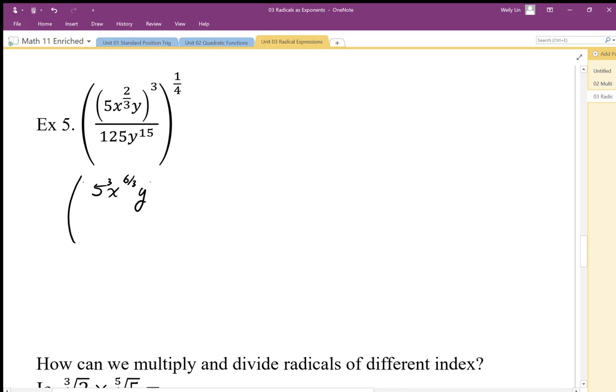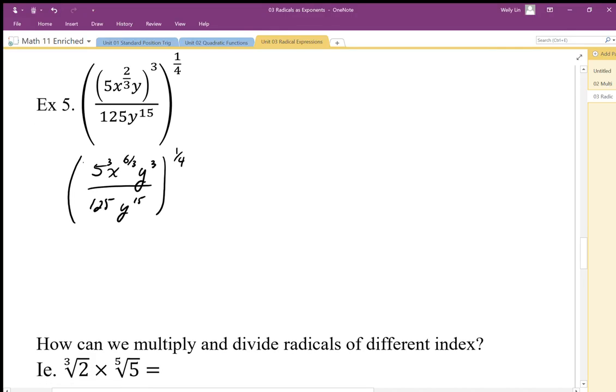Power y to the power 3, we have 125, y to the power 15, and then power 1/4. Okay, so 5 to the power 3 is actually 125. We have times 125, divide 125, so they all cancel out. We have x squared. Y to the power 3, so times by y 3 times, divide by y 15 times. So we're going to simplify that and say we have an extra 12 divides.